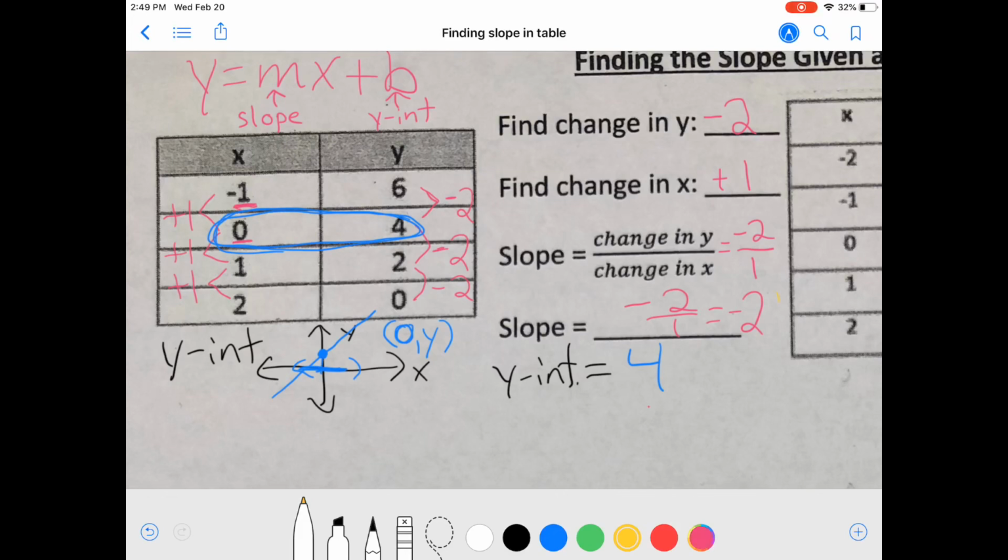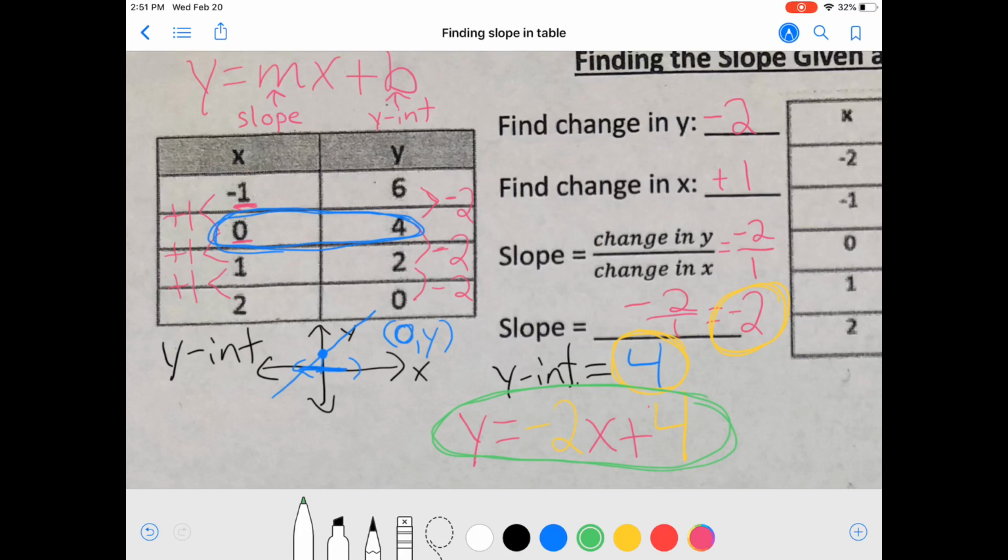If we wanted to create that equation, we would substitute in our negative 2 as our slope and our positive 4 as our y-intercept. So we would have y equals, instead of m, we have our negative 2, still have x, plus our positive 4. And that would be our answer.